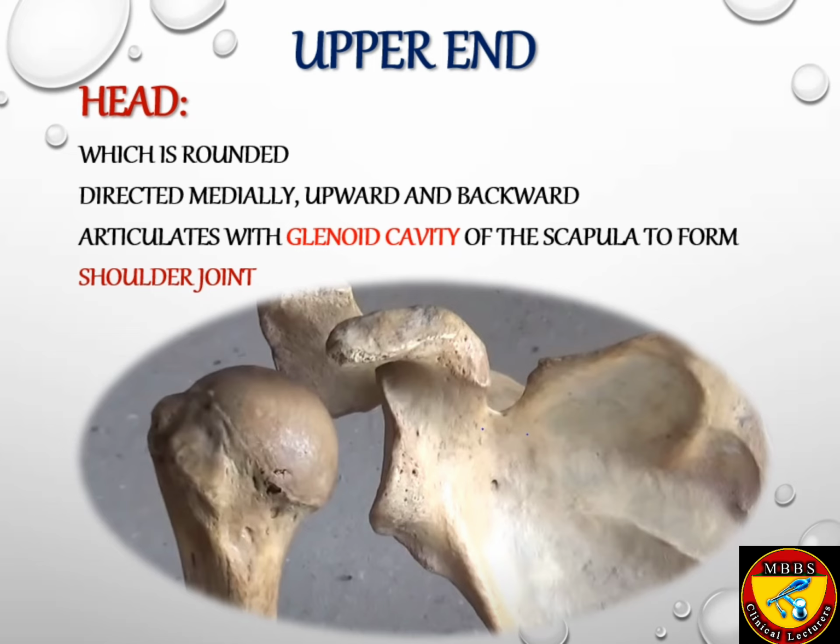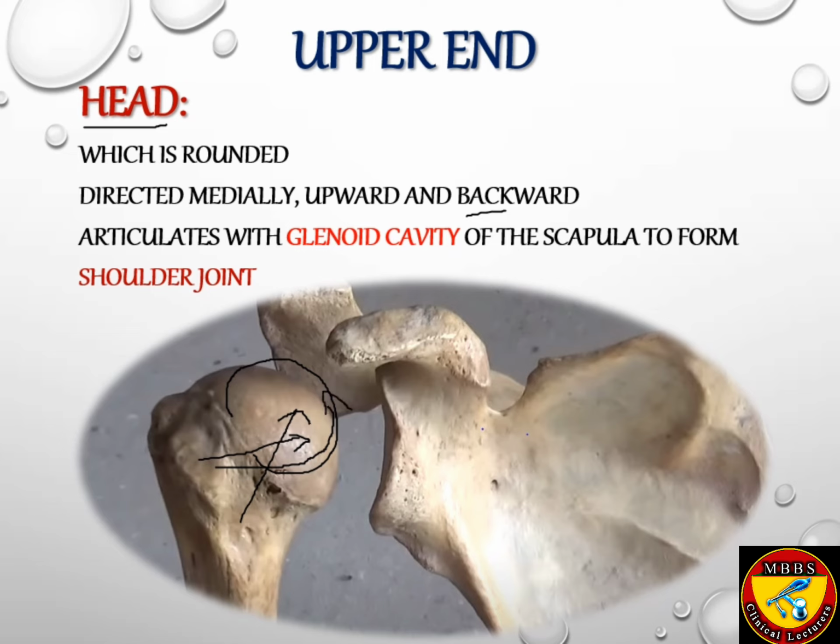First we will discuss the upper end. In the upper end, there is the head, which is rounded. As you can see, this is a rounded head, directed medially, upward, and backward. It is slightly towards the back side.